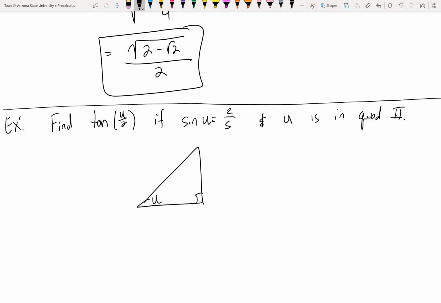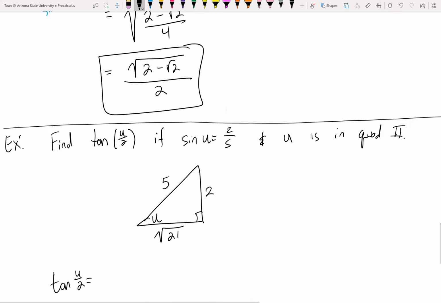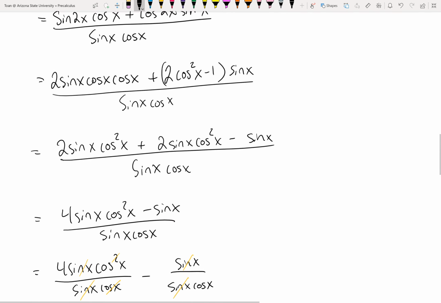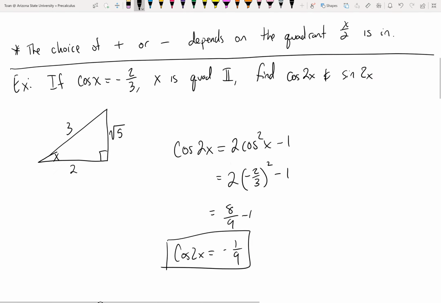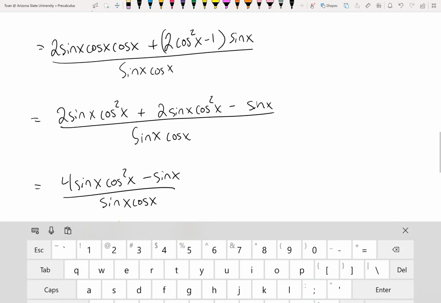Angle U. Sine, opposite over hypotenuse, is 2 over 5. And Pythagoras' theorem, that's the square root of 25 minus 4, which is 21, right? I want the tangent of U over 2. According to the half angle formula, there are 2 versions, and it really doesn't matter which version you use. You can use this one or this one. I'll just use this one because it comes first. Why not, right? That's my total awesome logic here.